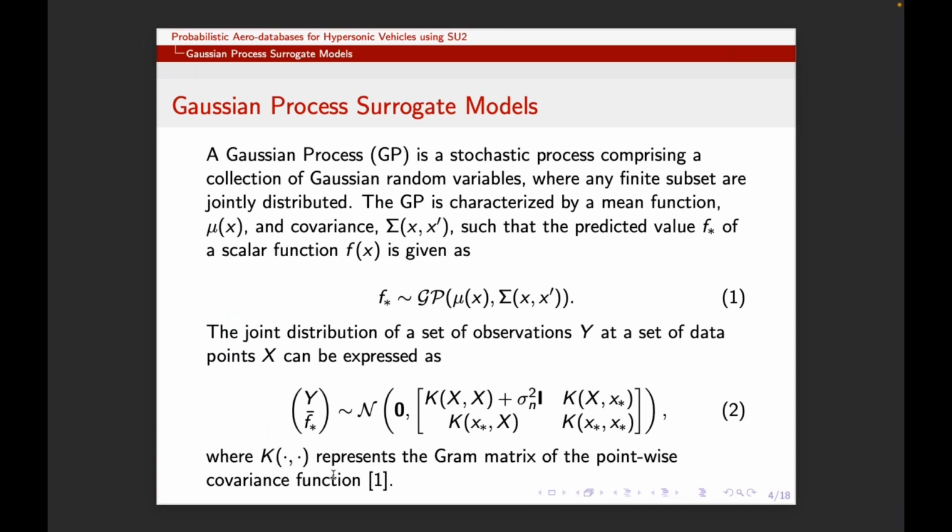So just briefly, we can talk about Gaussian processes. A Gaussian process is a stochastic process. So it's a collection of Gaussian random variables such that any finite subset are jointly distributed, and it's characterized by a mean function mu and a covariance sigma, so that you can think of the predicted value of a true scalar function f as distributed according to this Gaussian distribution. A really easy way to think about it is it's like a distribution over functions. So given a finite set of observations, we can write the joint distribution of a set of observations y at those points x, and get the predicted distribution using just a joint Gaussian distribution.